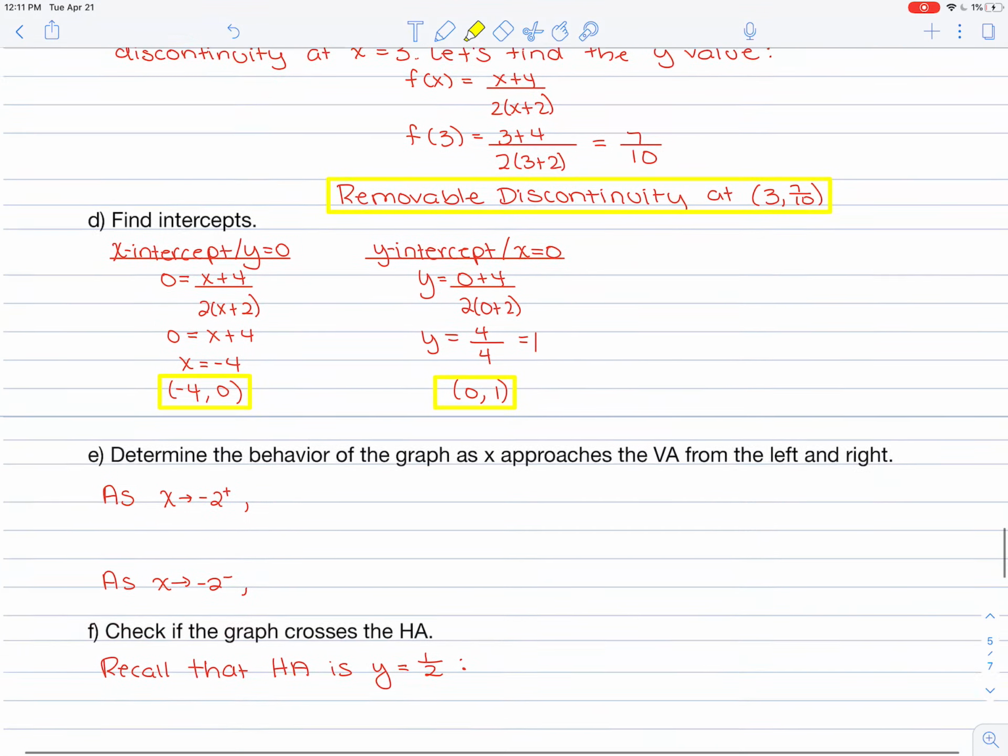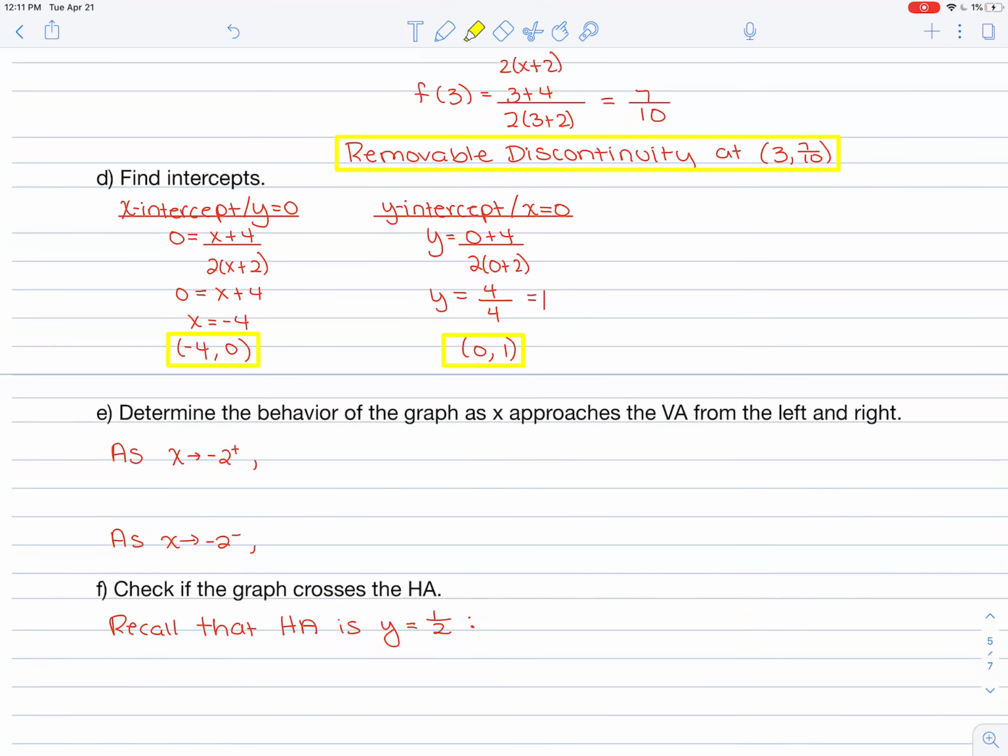Now we're going to determine the behavior of our graph as x approaches the vertical asymptote from the left and the right. Don't forget to pause if I'm going fast. I'm going a little bit fast because one, we've already gone over all of these individually, and two, I'm hoping you're pausing and doing it on your own before you even hear my answer.